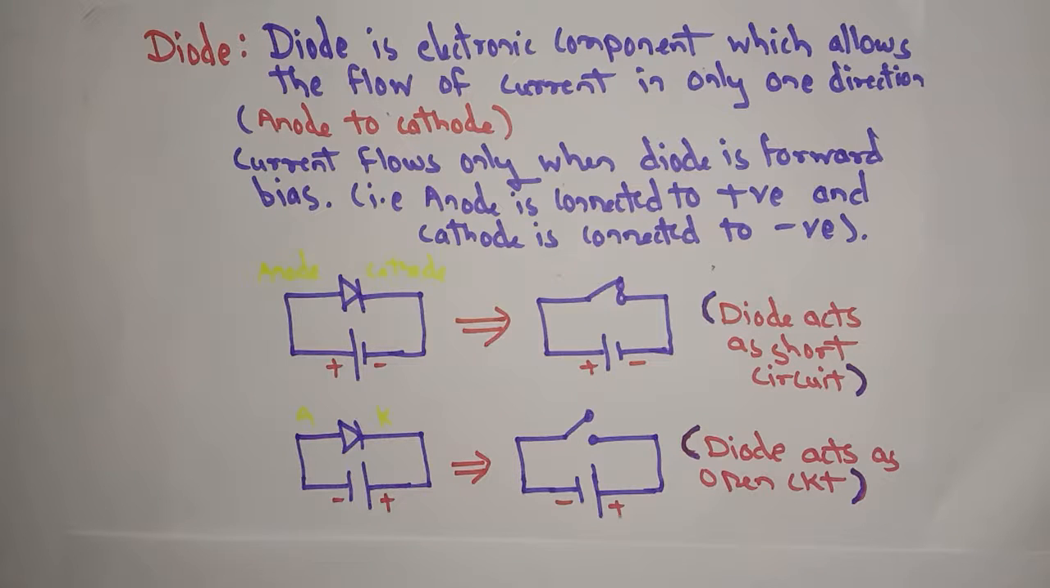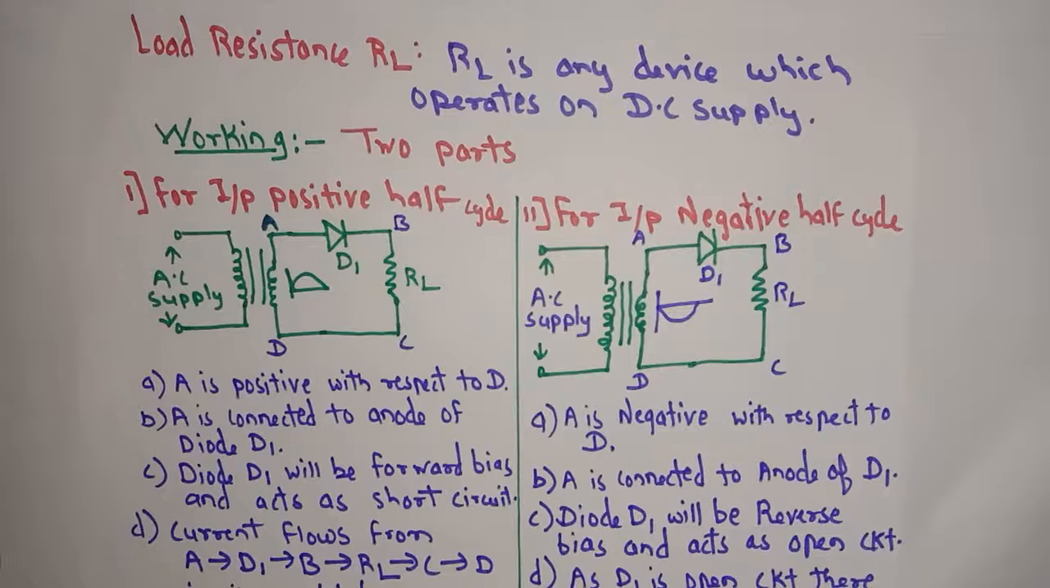Here two diagrams are shown. In the first diagram, the anode of the diode is connected to the positive terminal of the battery and the cathode is connected to the negative terminal of the battery, so the diode will act as a short circuit. In the second diagram, the anode is connected to the negative terminal of the battery and the cathode is connected to the positive terminal of the battery, so the diode will act as an open circuit. Load resistance RL: RL is any device which operates on DC supply.